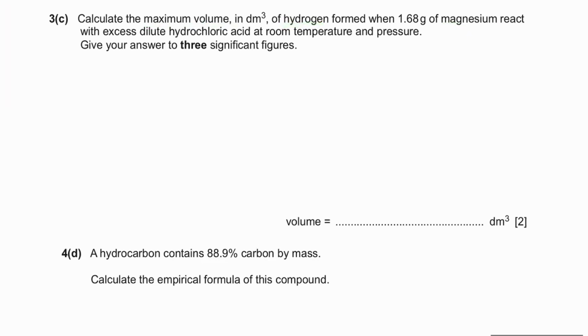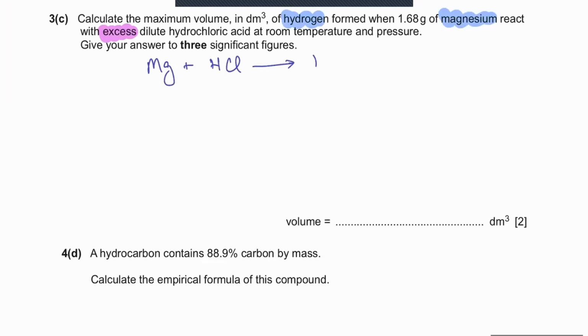This word excess, this is important because this tells me that you can ignore this thing. So anything that's in excess, we will ignore it. It will not decide how much product is made. So the only thing that is going to decide is going to be hydrogen and magnesium. So let's first write the equation. Equation is magnesium plus HCl makes hydrogen plus MgCl2 and balance kar liya.